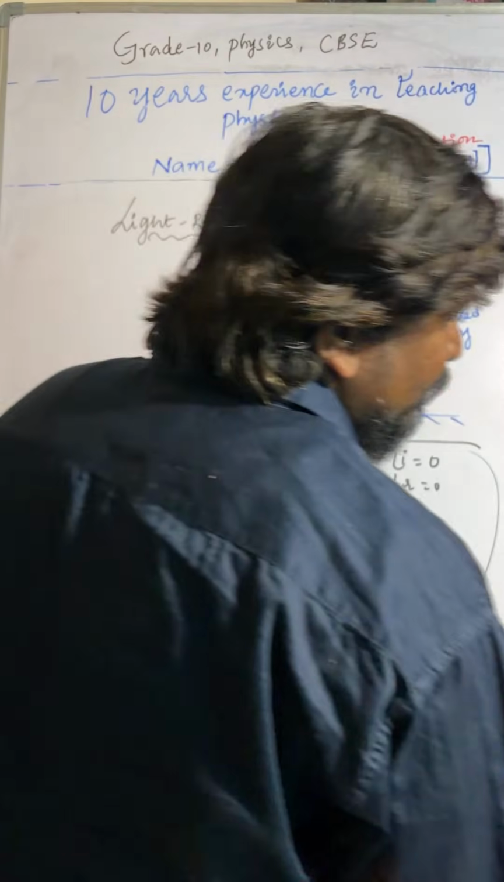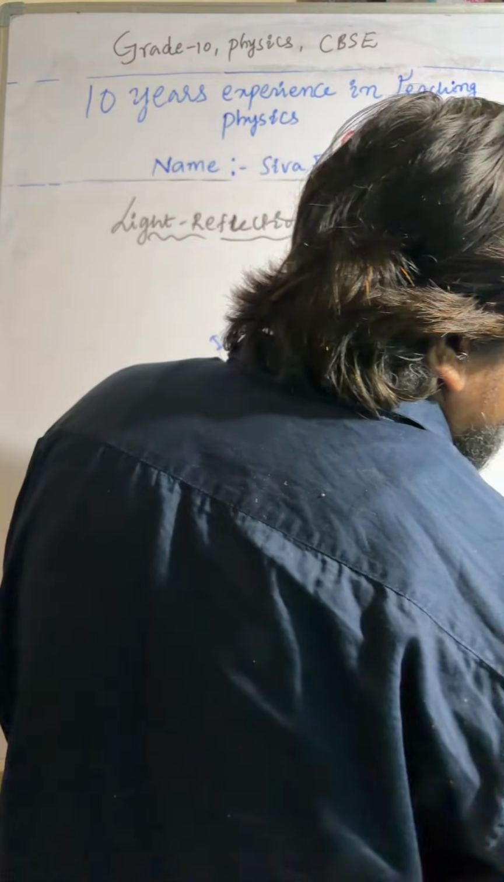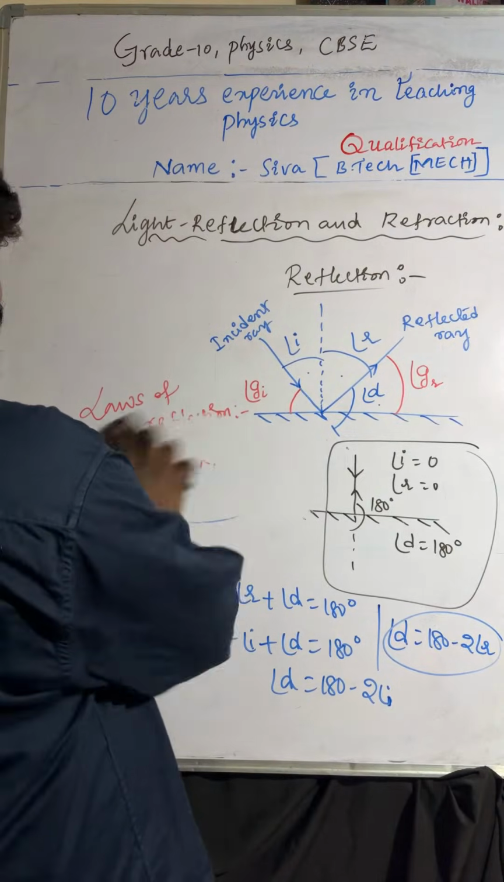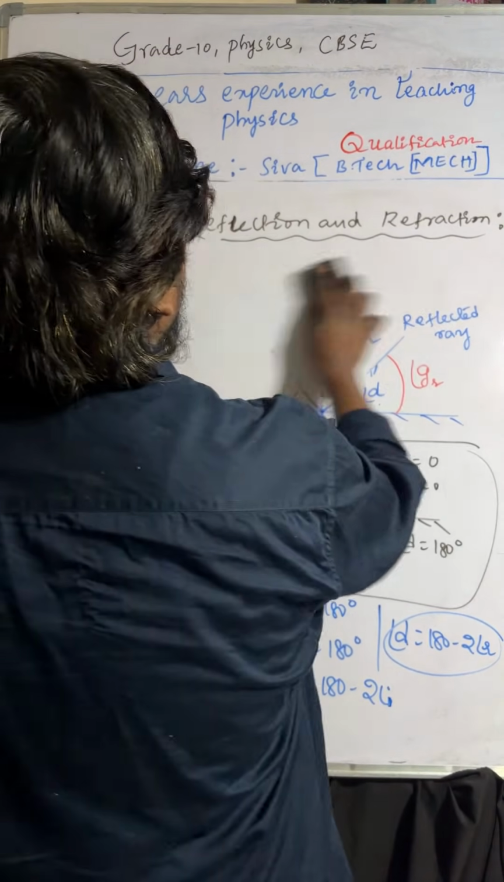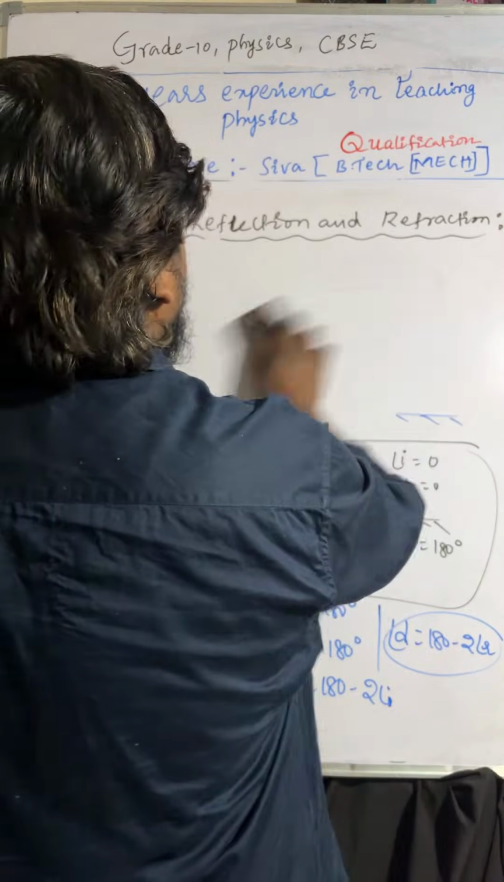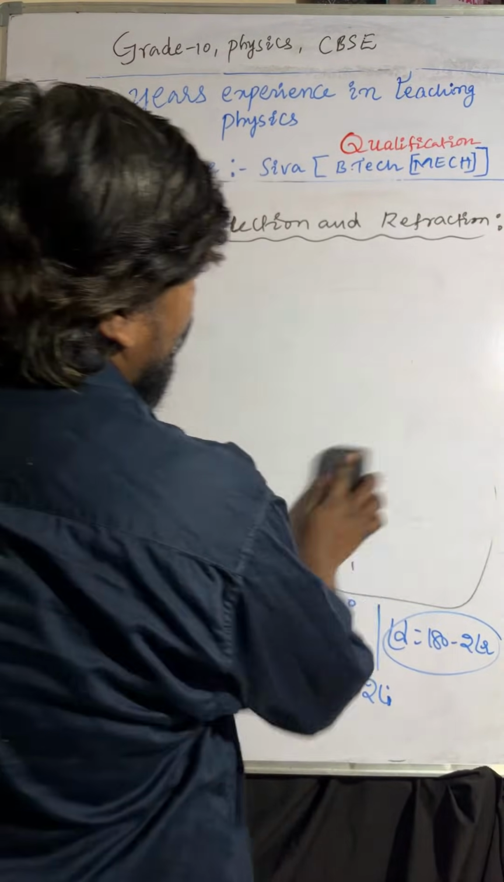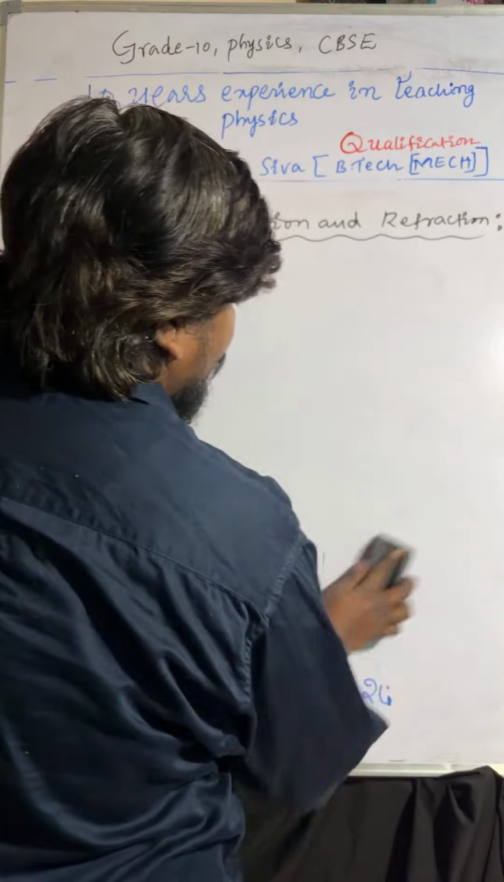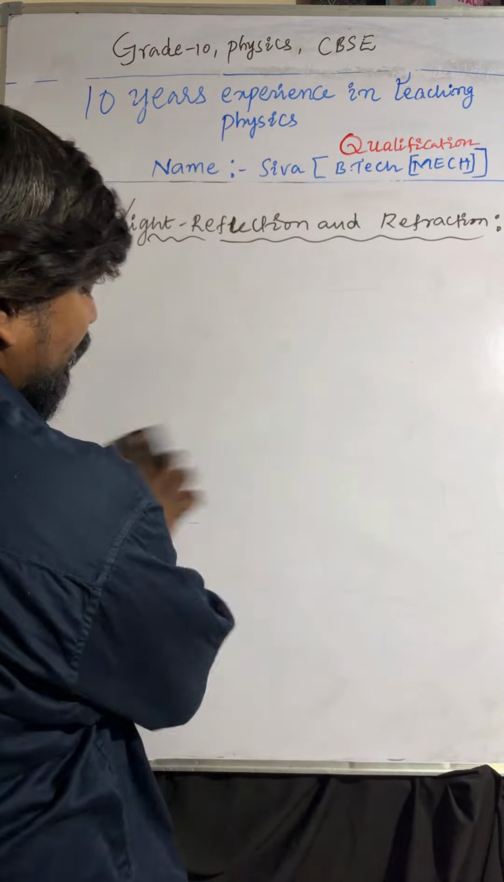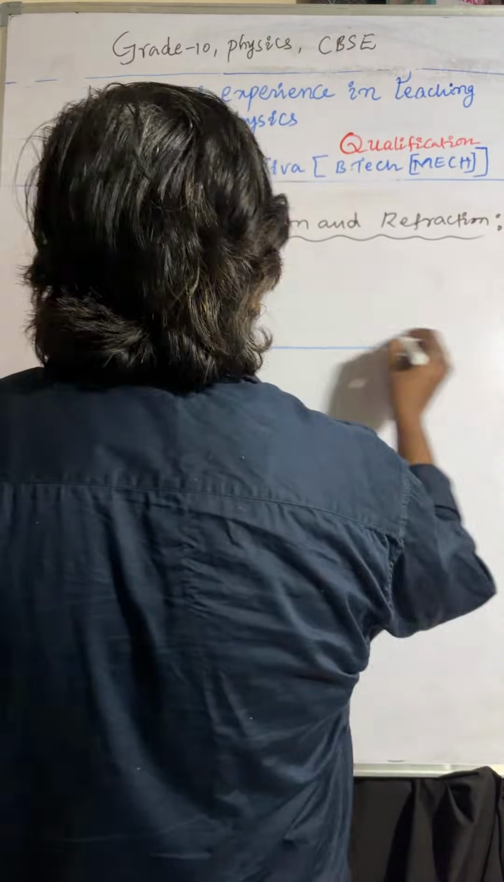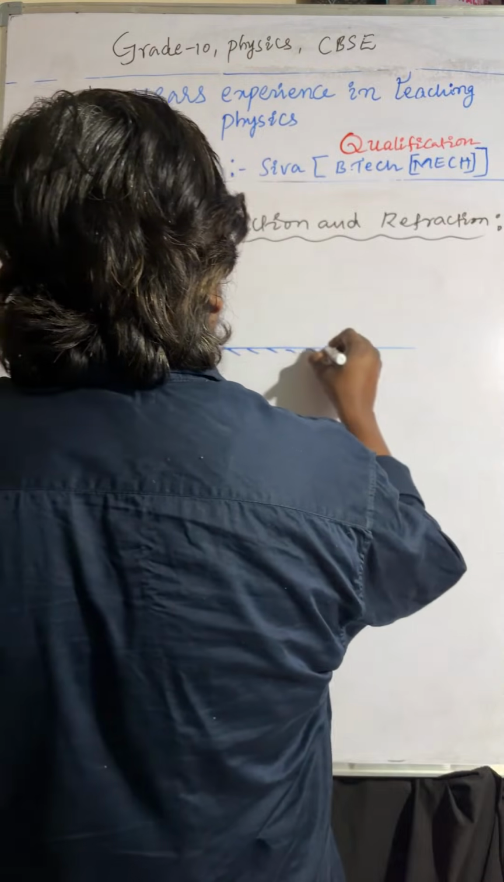Next one. Okay, now we'll go to the next topic, regular reflection and irregular reflection. So let's start with regular and irregular. Here I am taking the plane surface. This is the plane surface.